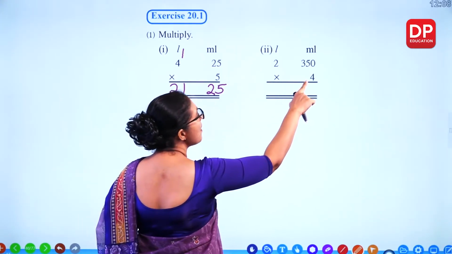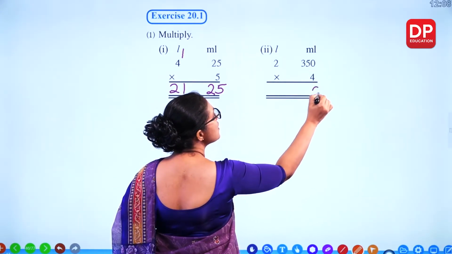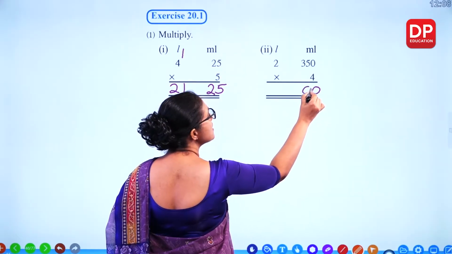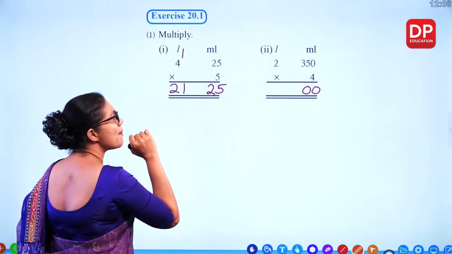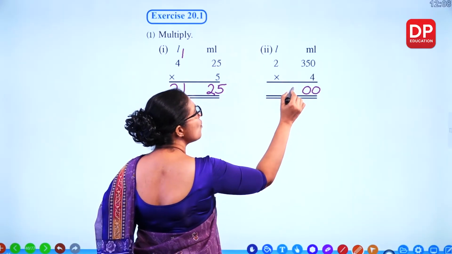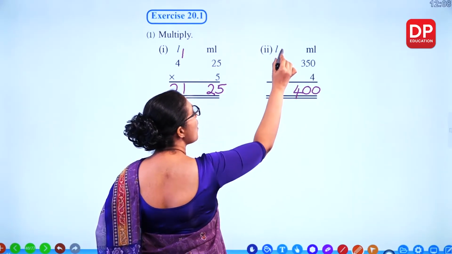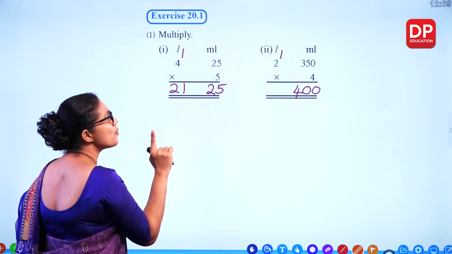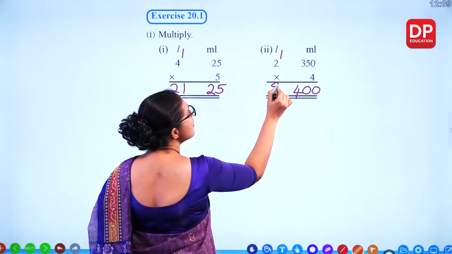This one multiplied by 4. 4 times 0, 0. 4 times 5, 20. Put 0 and multiply by 2. 4 times 3, 12. 12 plus 2, 14. Take 1 here. 4 times 2, 8. 8 plus 1, you get 9.